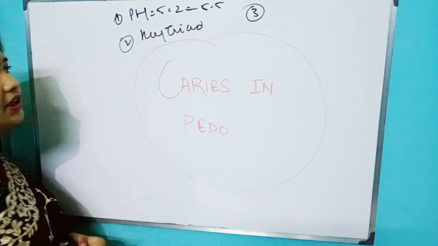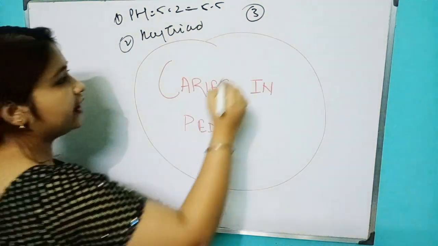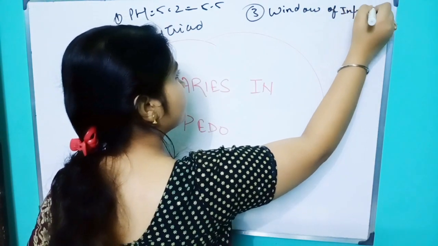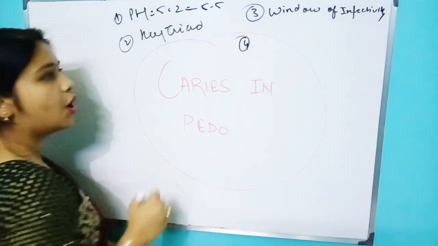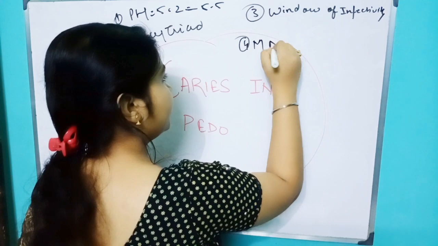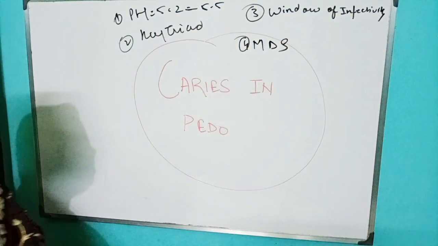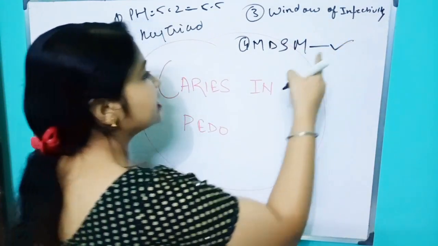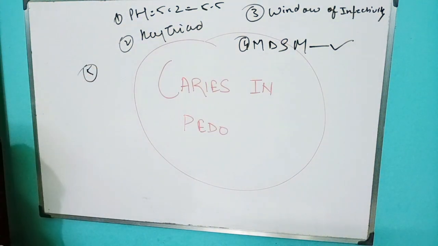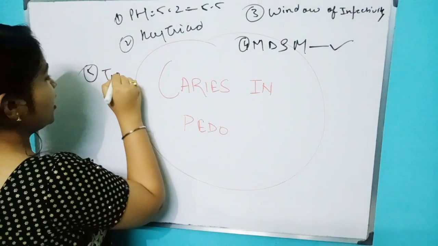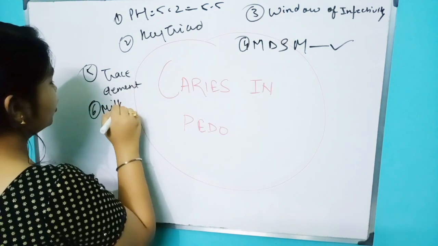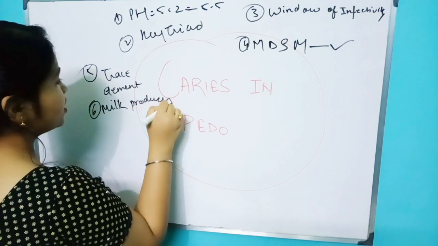Third thing, I have taught you about the window of infectivity. Fourth thing, I have taught you about maternally derived Streptococcus mutans. This is the early childhood caries caused by kissing the child. Fifth, we have learned about your trace element. And sixth, we have told you about the milk products which cause your caries.